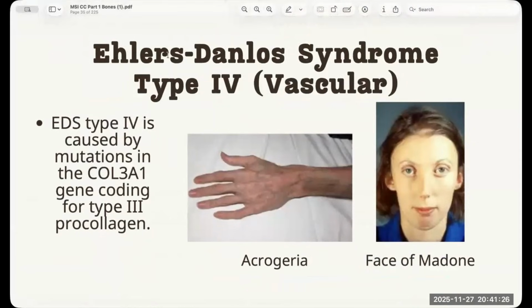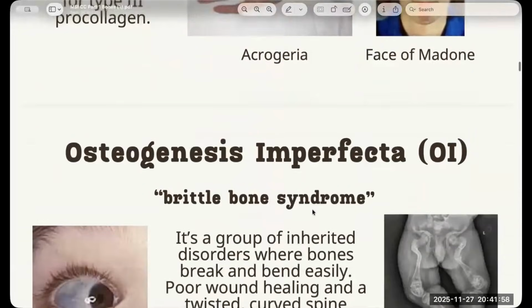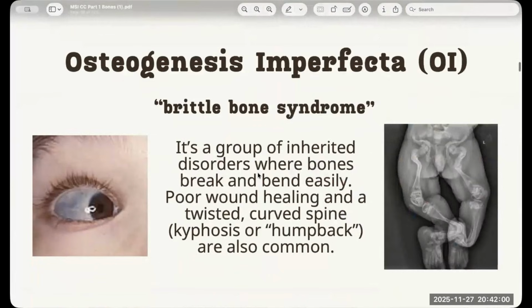All right. There's a specific type of Ehlers-Danlos syndrome, which is type 4. It's usually referred to as the vascular type. It's caused by mutations in COL3A1, as we just mentioned, and it causes the physical findings found here. Facies of Madonna is this characteristic finding, and acrogeria, which is the premature aging of skin, as well as blood vessels showing really visibly.